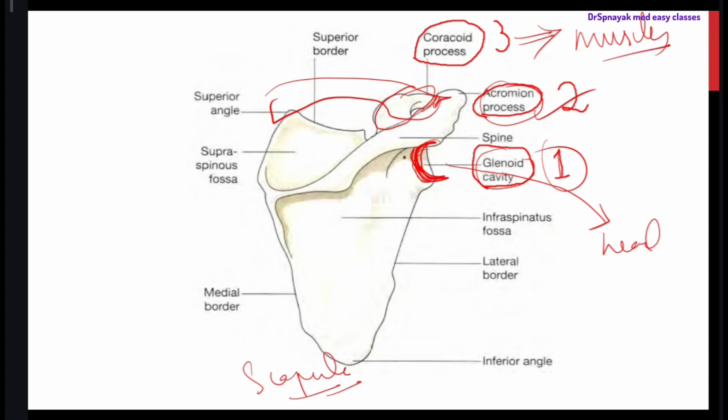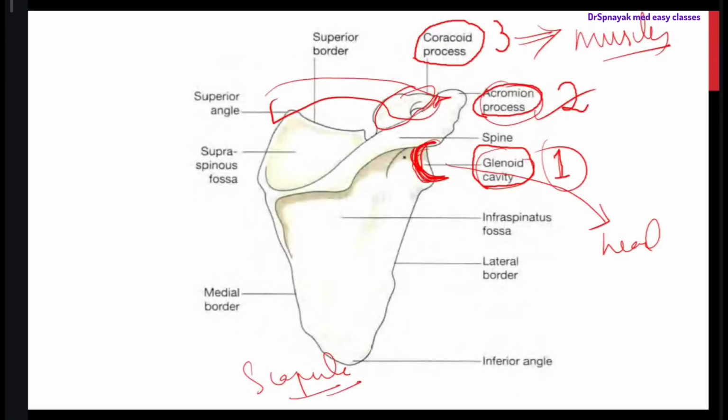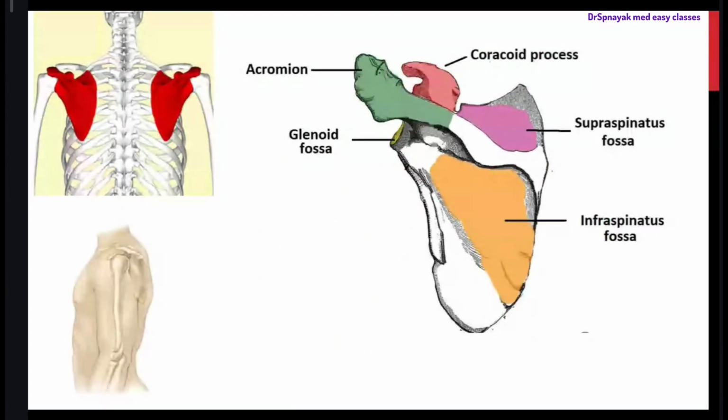These three regions are very important regions of this bone, which is the scapula. Let me read: a flat triangular shaped bone. It is clearly seen here. I'll try to show you our images. See this one, scapula, very flat. You can see it has three regions. One is the glenoid fossa or glenoid process. It has the acromion and it has the coracoid process.